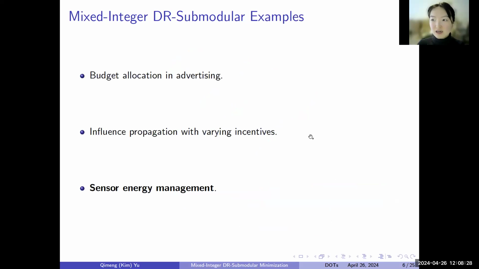Well, before going on to how we may tackle those optimization problems, let me just share some examples. We have budget allocation in advertising, that's one. We can also handle influence propagation with varying incentives. That's another application. Last but not the least, sensor energy management is also where we may observe this kind of optimization challenge. Since I've been talking about sensors earlier, let me go a bit further into this last application.